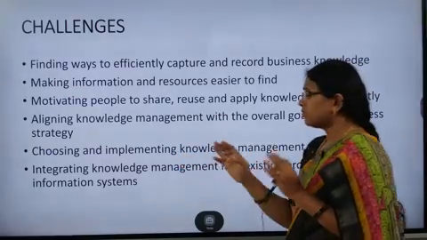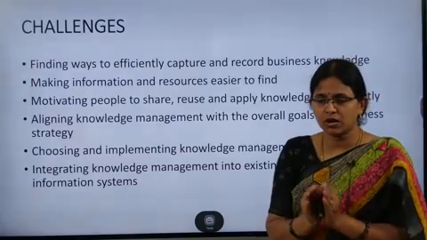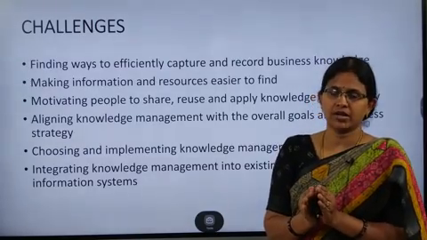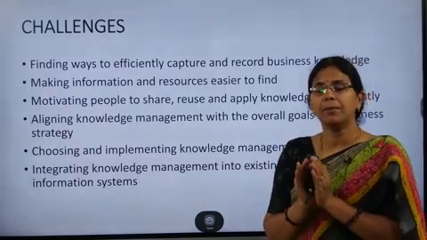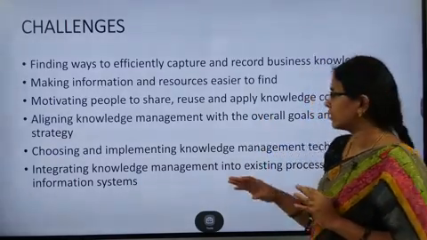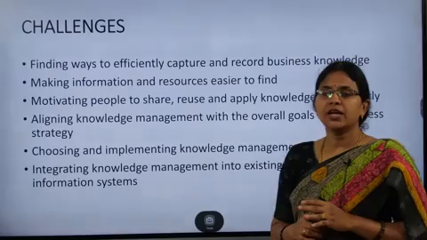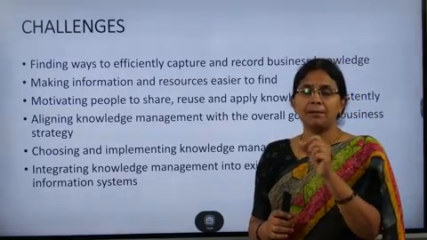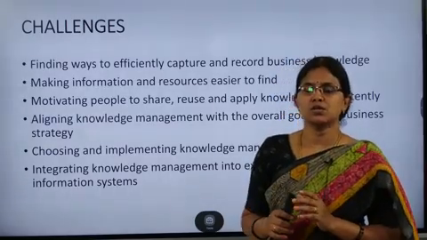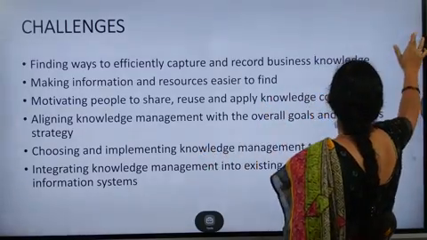And choosing and implementing knowledge management technology. It means what knowledge management technology is going to work in your organization. Choosing that and implementing it in an appropriate and well-defined manner is also a challenging task. And integrating knowledge management into existing processes and information systems. It means combining knowledge management into your already existing information system is also a challenging part. So these are all the major challenges of a knowledge management system.